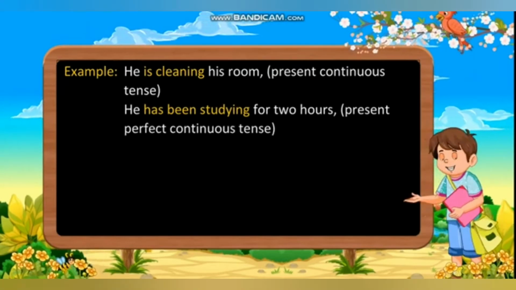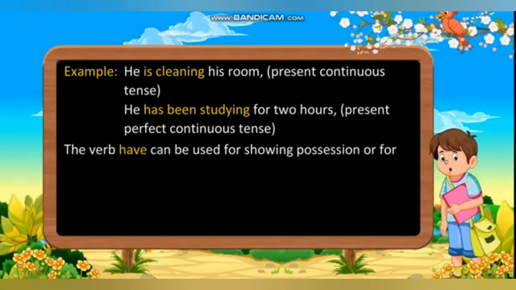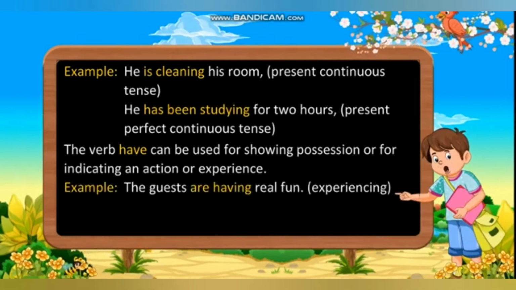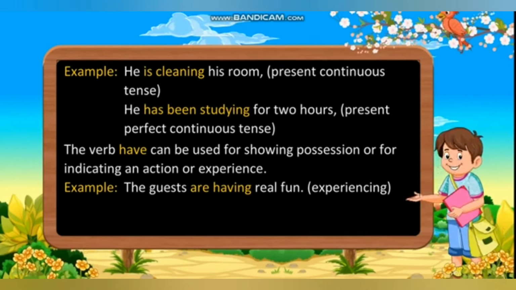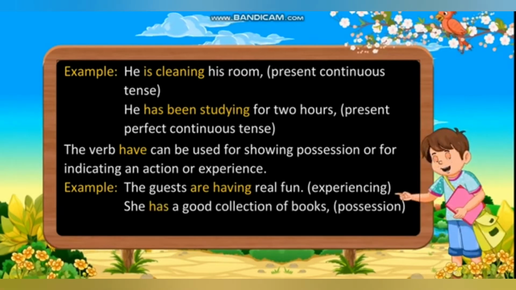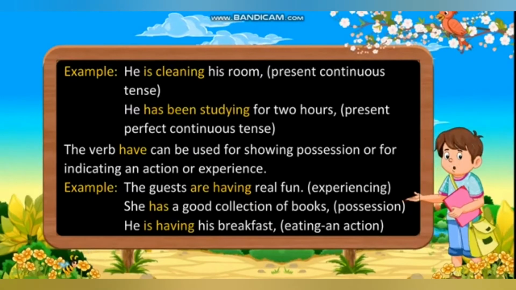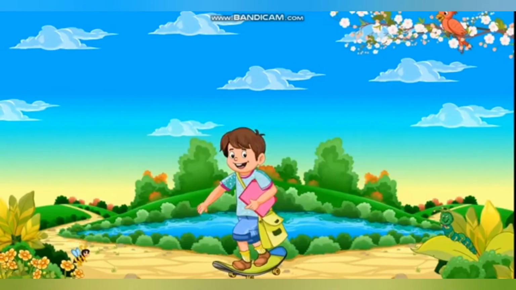The verb have can be used for showing possession or for indicating an action or experience. Example, the guests are having real fun, experiencing. She has a good collection of books, possession. He is having his breakfast, eating, an action. So, three usages of have.